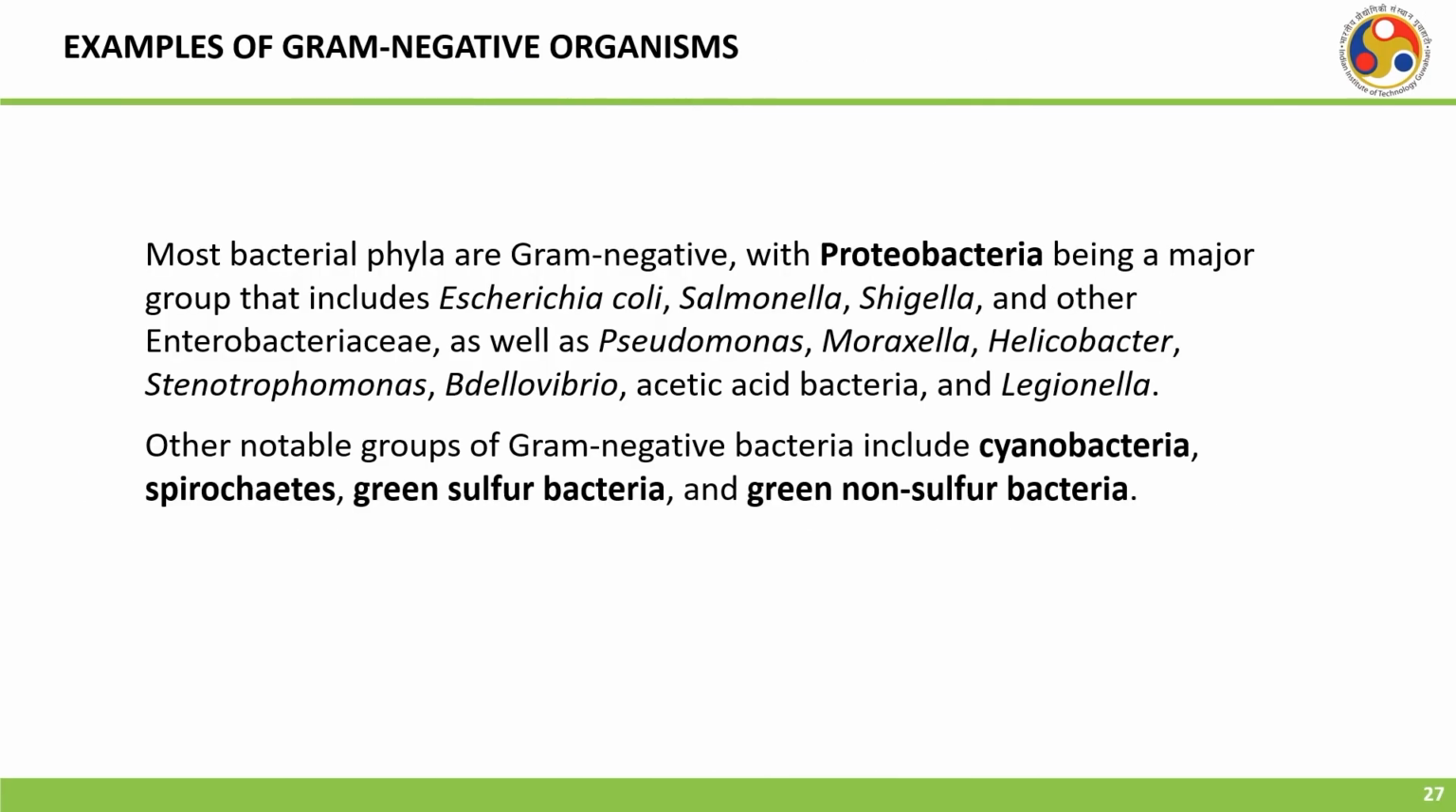Some examples of gram-negative organisms. Most bacterial phyla are gram-negative, with Proteobacteria being a major group that includes Escherichia coli, Salmonella, Shigella, and other Enterobacteriaceae, as well as Pseudomonas, Moraxella, Helicobacter, and Desulfovibrio, which we just mentioned in the earlier slide, acetic acid bacteria, and Legionella. Other notable groups of gram-negative bacteria include cyanobacteria, spirochetes, green sulfur bacteria, and green non-sulfur bacteria.